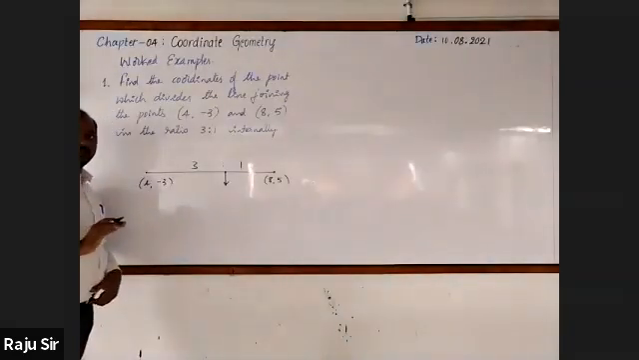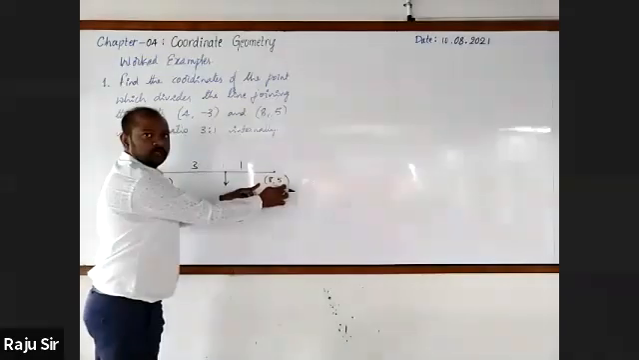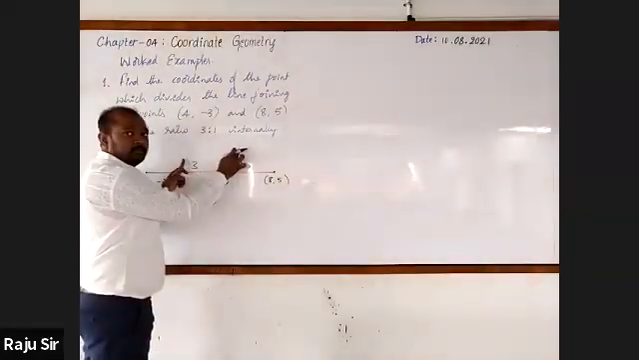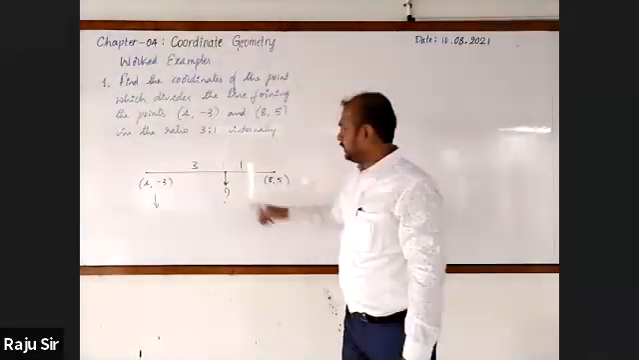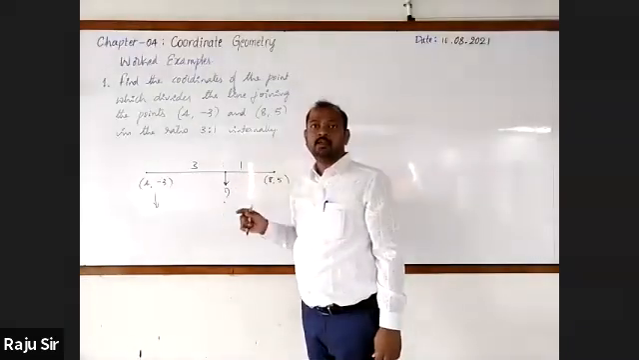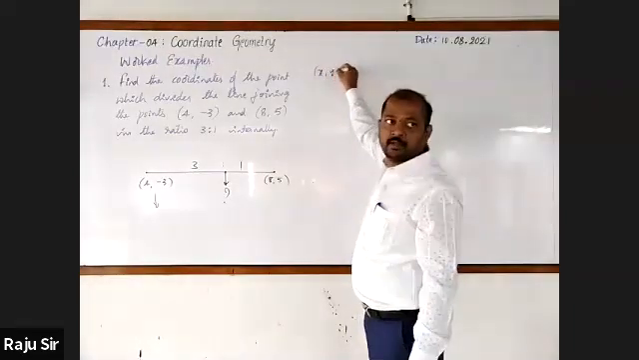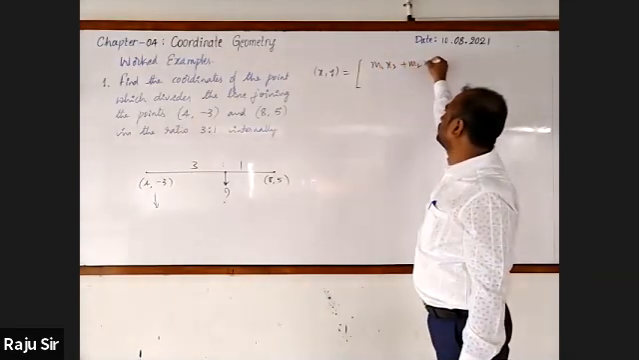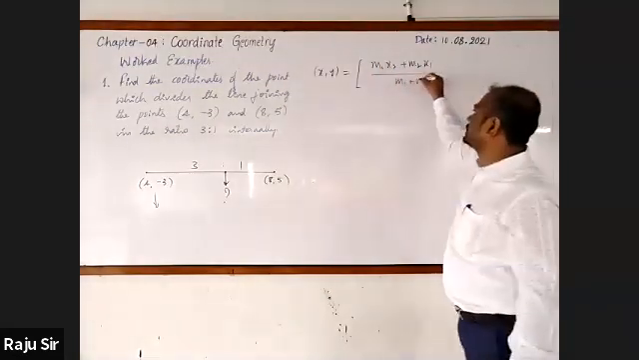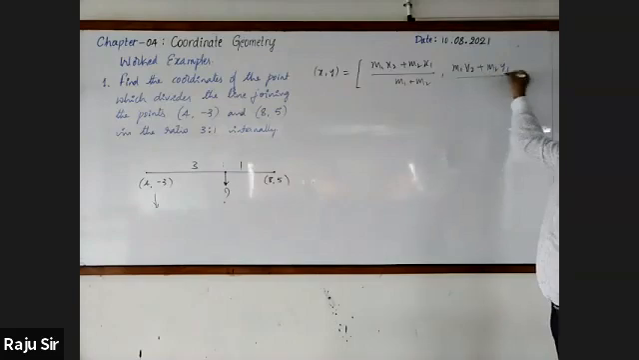3:1 ratio. So now we know x1, y1, next x2, y2, and m1, m2 also. But we want x comma y, that is the coordinate of this point. So which formula should be used? Section formula. According to the section formula, x comma y equals m1 x2 plus m2 x1 by m1 plus m2, m1 y2 plus m2 y1 by m1 plus m2.